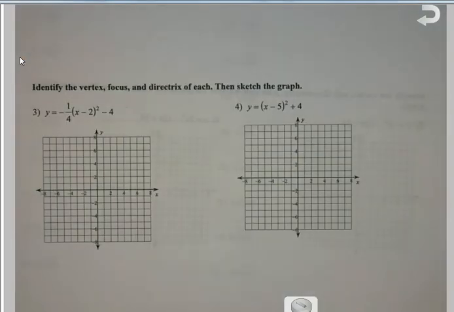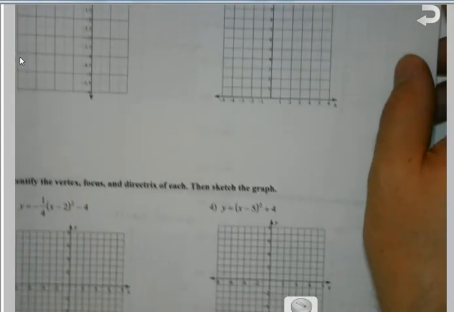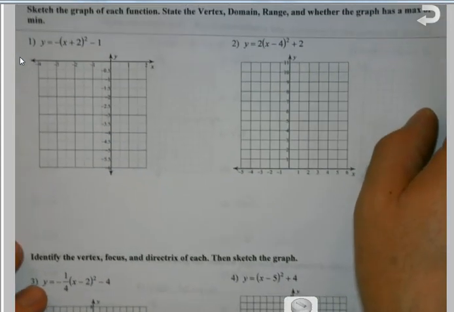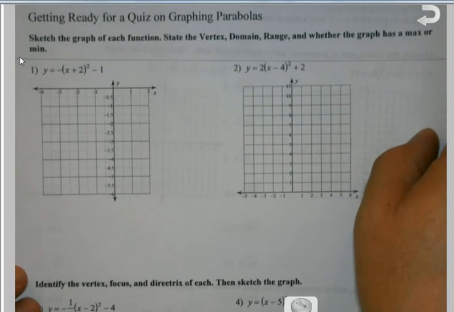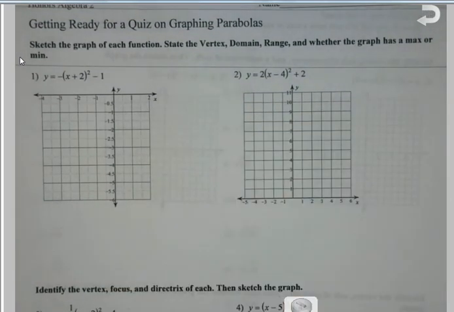For the time being then, just for a moment here, I'm going to hop over to the quiz preview. I just want to do one of these up at the top, just to reinforce what we just said on the other sheet. Sketch the graph of the function. State the vertex, domain, range, and if it has a max or a min.